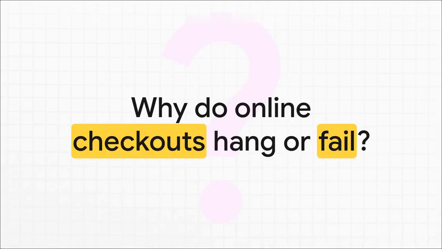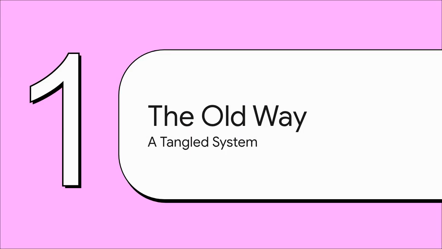But first, let's talk about something we've all felt. You've been there, right? You find the perfect thing online, you hit that buy button, and then the spinning wheel of death. Or even worse, the page just crashes. You ever wonder what's actually going on behind the scenes when that happens? Well, a lot of the time, the answer is all about how that system was built in the first place. So, to really appreciate the solution, we first need to get a good look at the problem.